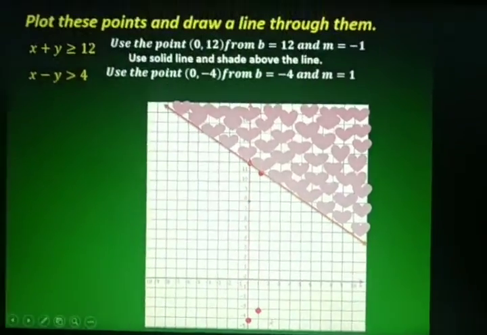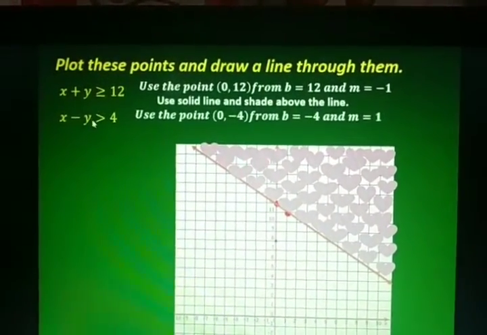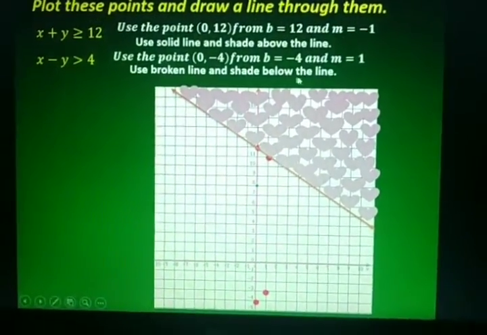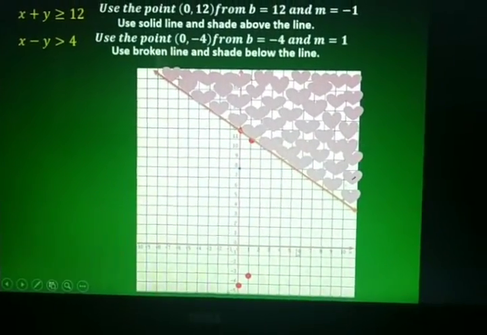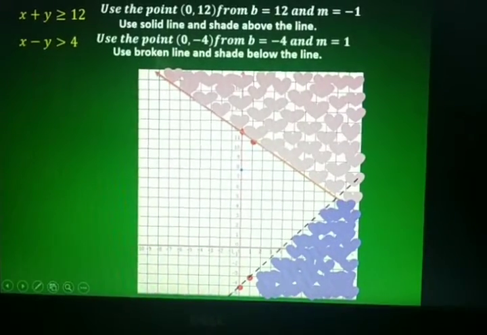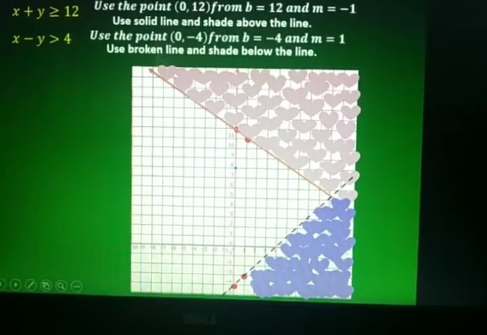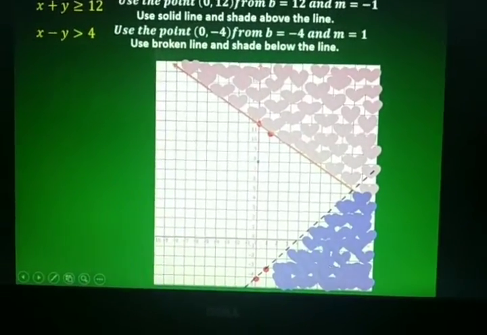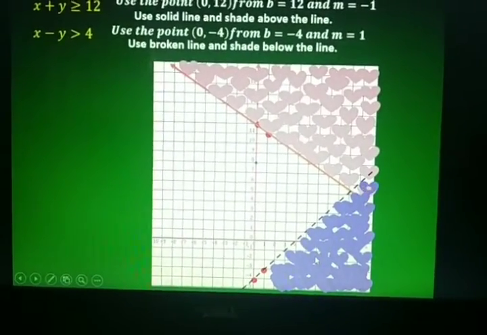Again, go up 1, and 1 to the right. Point. Okay. Now, since it is greater than, we will not use a solid line. We will use a broken line and shade below the line. There. Here is the broken line, straight. And then the violet hearts are below the line, class.